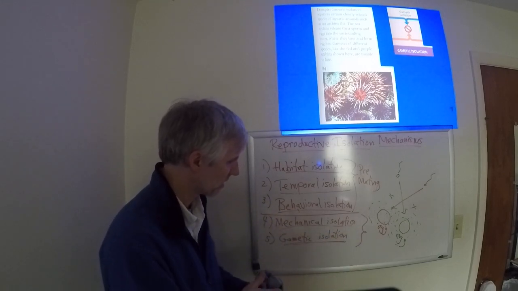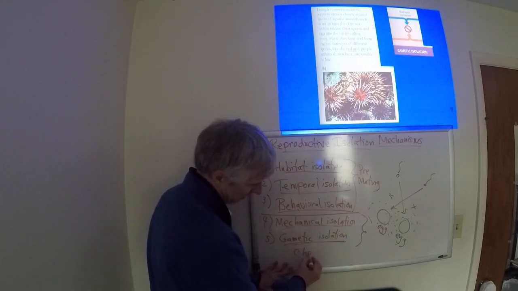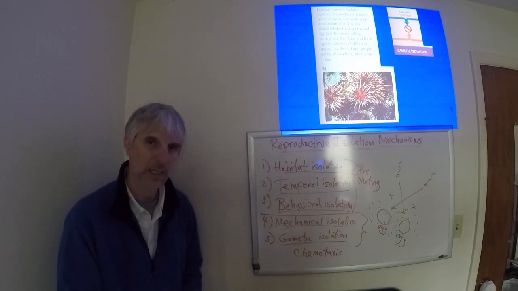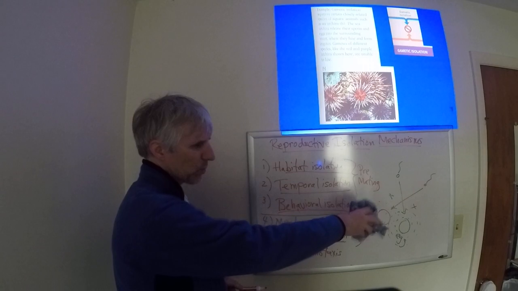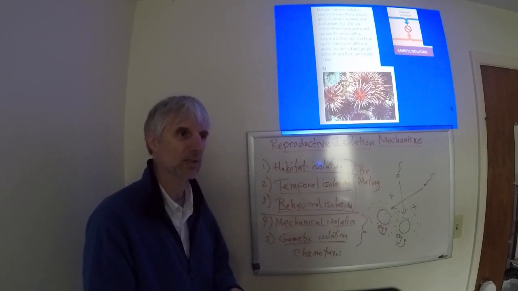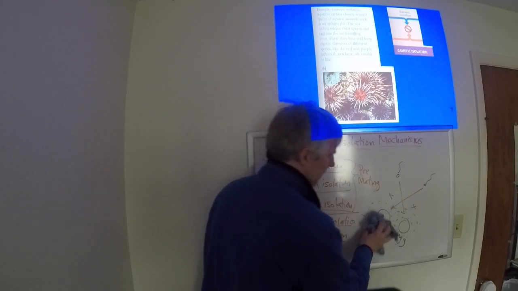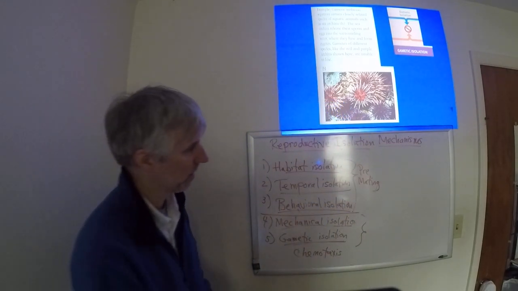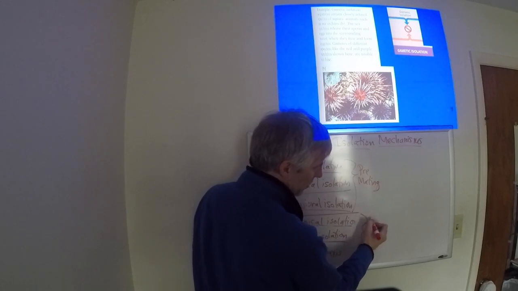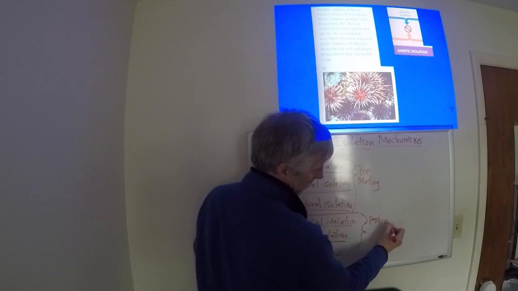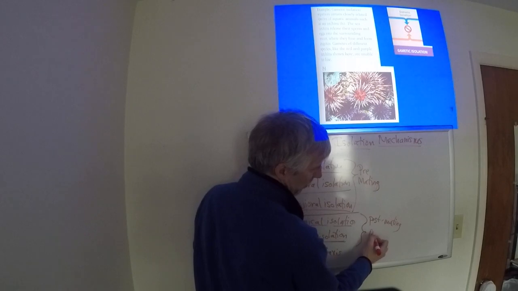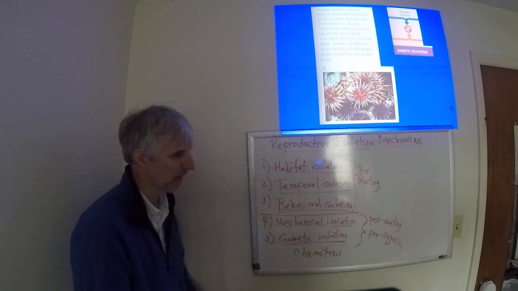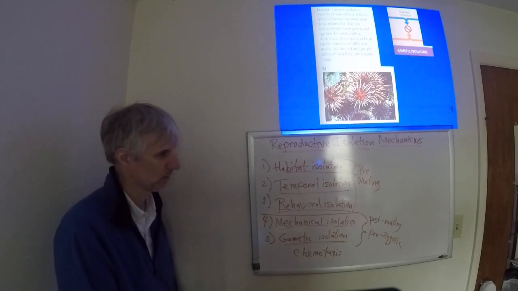So this chemotactic mechanism is the gametic isolation mechanism. I'm only swimming toward the chemical produced by eggs of my own species. Okay? All right, so these two are pre-mating or post-mating. Mating occurs, but you don't get the zygote. So they're post-mating pre-zygotic mechanisms.